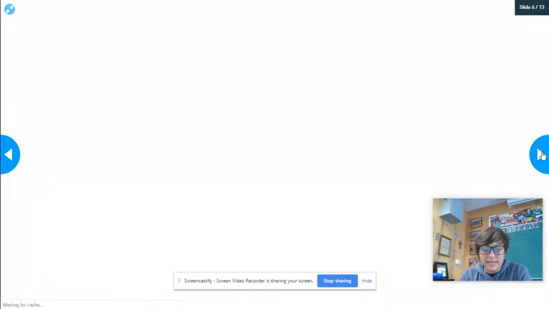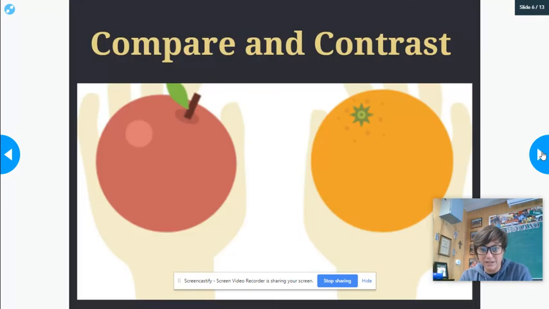The next one is compare and contrast. This is when you look at a topic and you compare it to something else, and you contrast it to that same thing. I gave you the image of apples and oranges. You look at all the ways that they're similar. They're fruit, they grow on trees, they have rinds, they have seeds. But then how are they different?